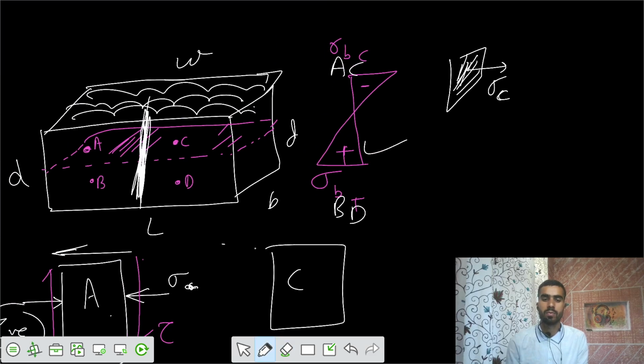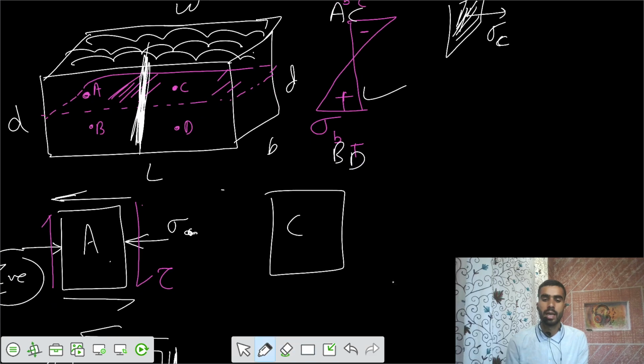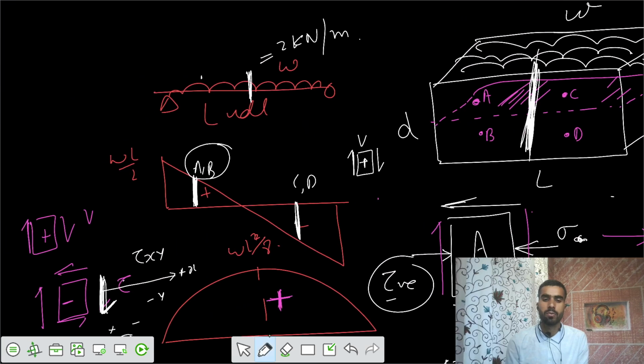And for point C, compressive stress is acting, and from the SFD you have a shear force value of minus. So shear force is minus, which means the shear stress acts in this fashion.